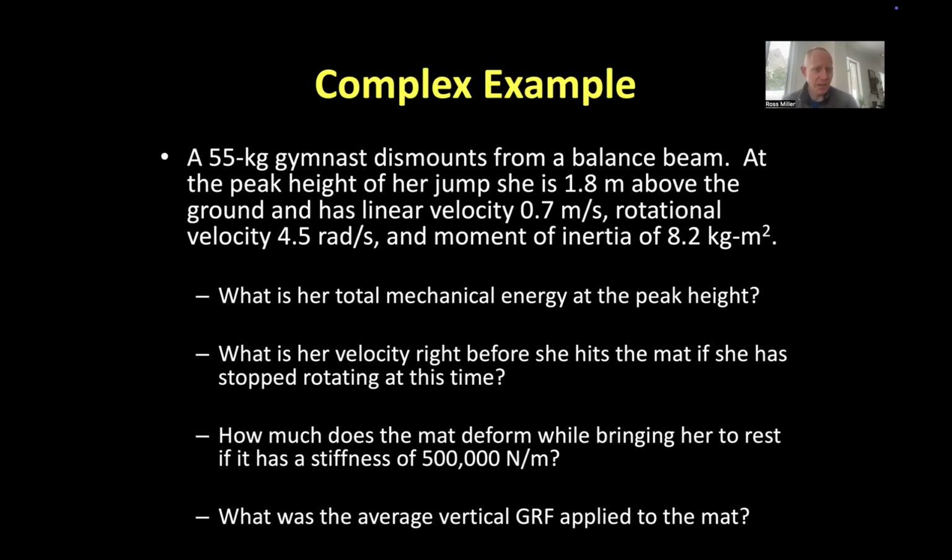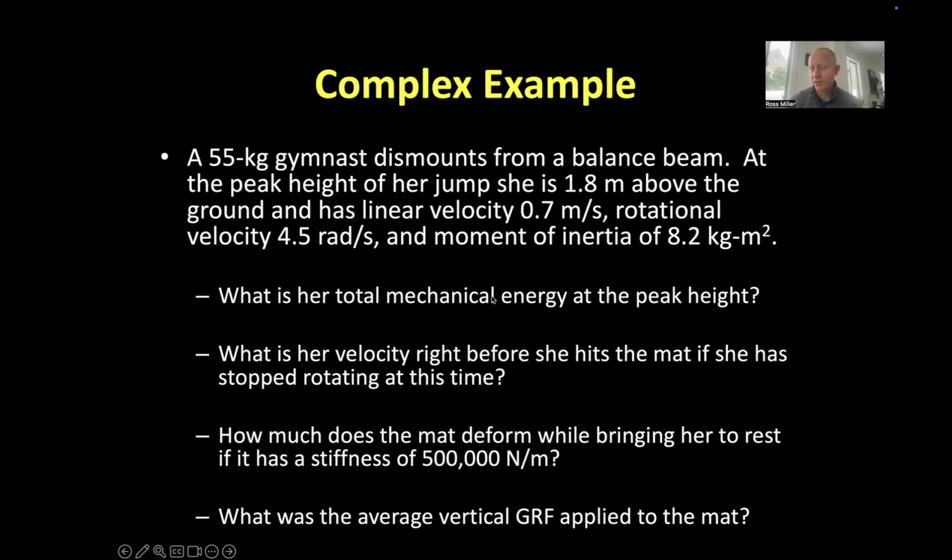So we have a 55 kilogram gymnast, and she dismounts from a balance beam. Dismount meaning she's on the balance beam, and then she jumps off the balance beam and ends up on the mat on the ground. And it says at the peak height of her jump, she's a certain distance above the ground. And when she's at that peak height, she has a certain linear velocity. She has a certain rotational velocity, so she's both translating and rotating here. And then she has a moment of inertia of a certain number there.